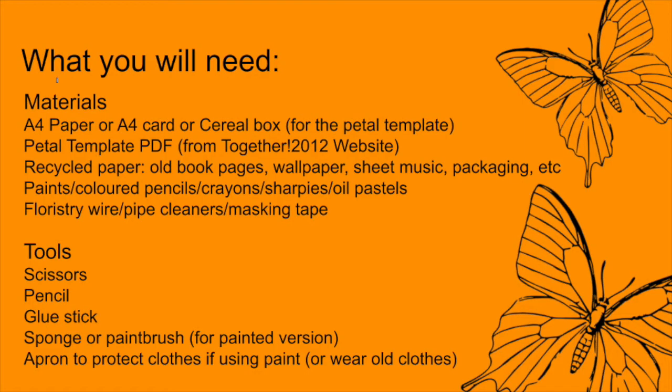What you will need: materials: A4 paper or A4 card or cereal box for the petal template. Petal template PDF from Together 2012 website. Recycled paper, old book pages, wallpaper, sheet music packaging. Paints or coloured pencils, crayons, sharpies, oil pastels. Floristry wire, pipe cleaners or masking tape.